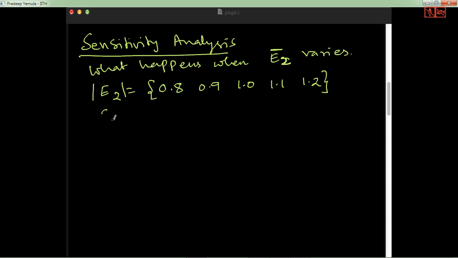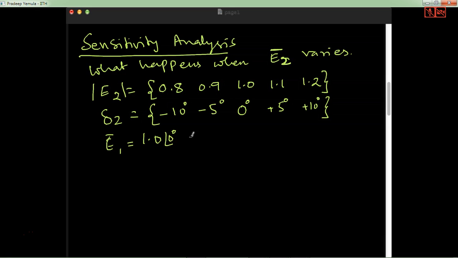Similarly, this delta 2, that is the angle of E2. So let's take 0 degrees as the middle one, and let's take minus 10 degrees, minus 5 degrees, plus 5 degrees, and plus 10 degrees. So basically what I am trying to do is fixing E1 at 1.0 at angle 0 degree. This is fixed. And then I am varying the E2, and then for each combination of E2, how the power flows are changing.